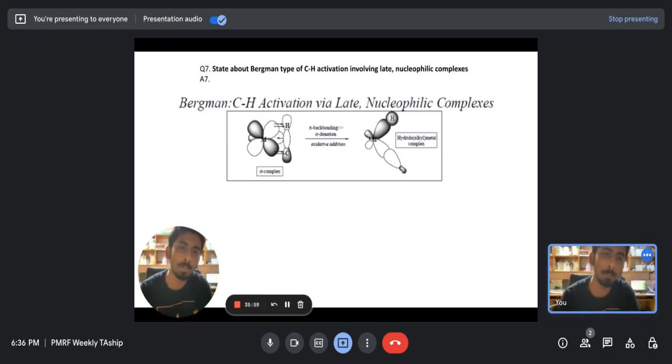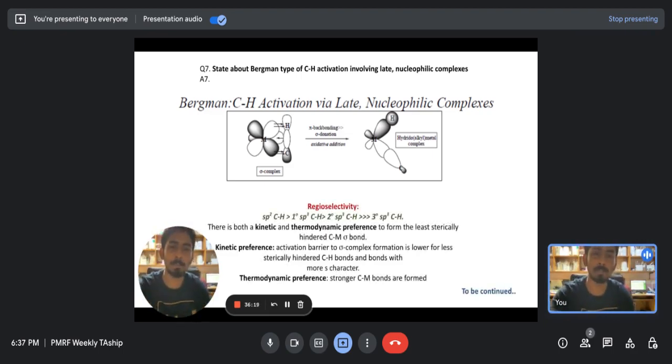We are left with the metal carbon bond here, and the metal hydride. This is a hydrido alkyl metal complex. This is the Bergman type of CH activation, where we are having the oxidative addition.